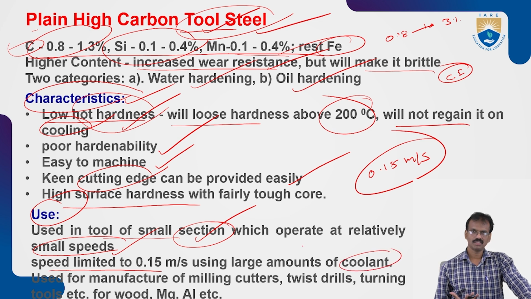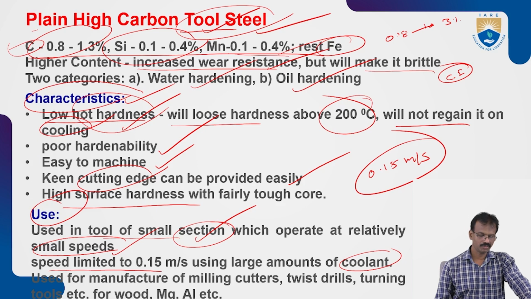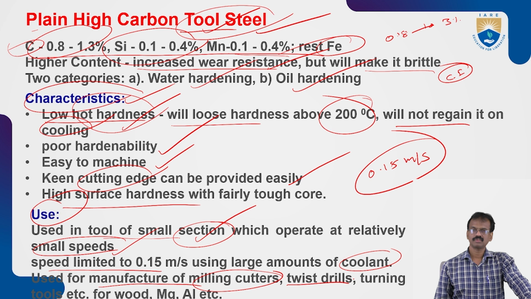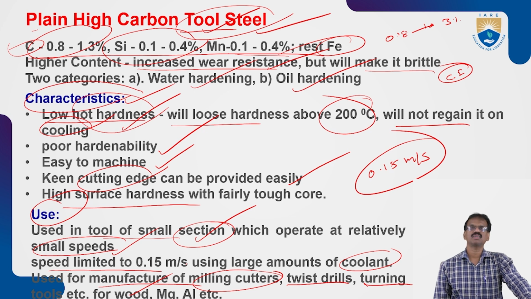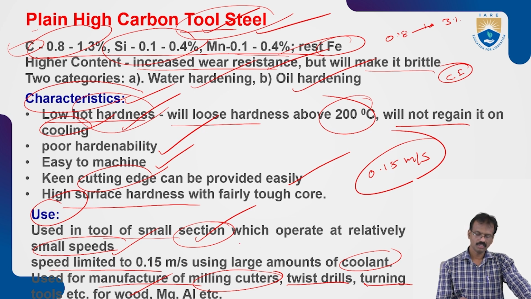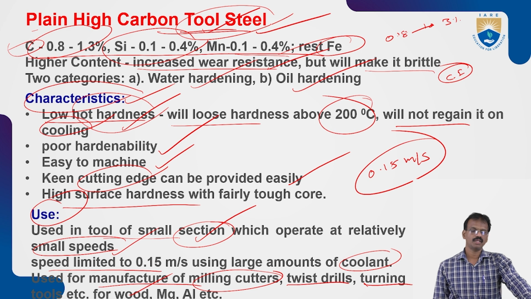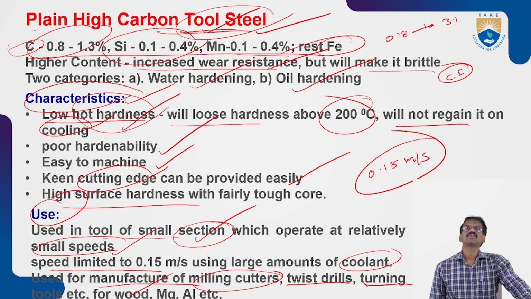Here also we require a large amount of cooling because the heat developed due to friction is very high. Next, it is used for manufacturing milling cutters, mainly twisted drills. Next, turning tools also, mainly for wood and magnesium and aluminum, etc. So these are the uses of plain high carbon tool steels.